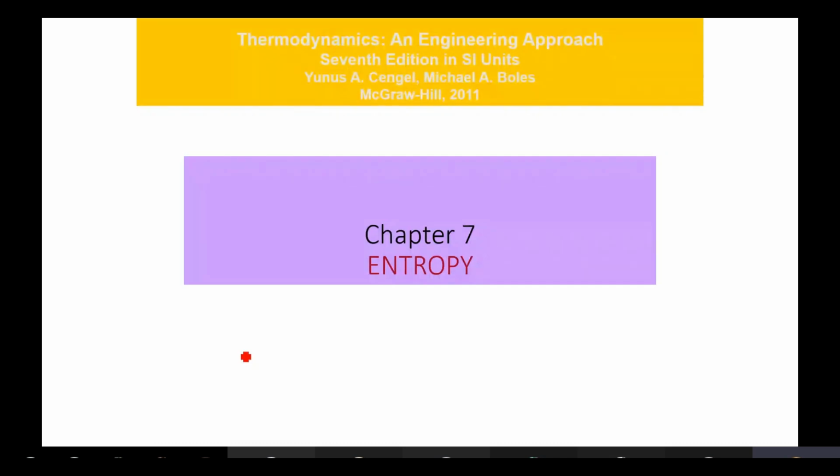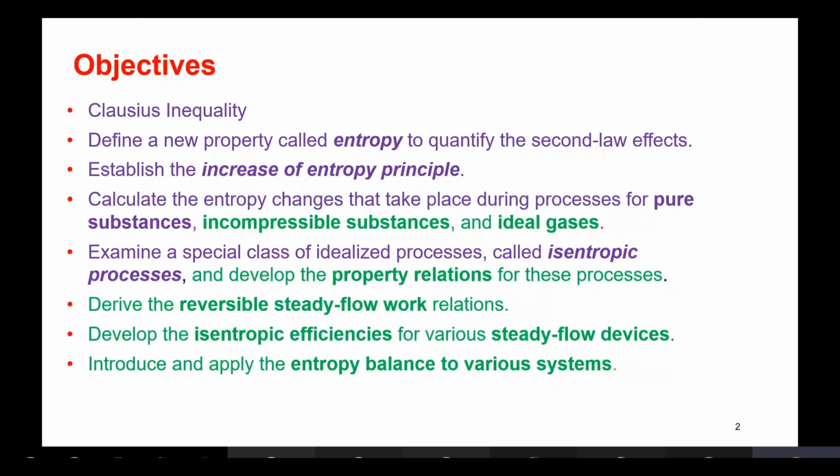This chapter 7 is essentially about entropy, and the specific things that we'll cover in this chapter would be Clausius inequality. We'll define the Clausius inequality, and based on this Clausius inequality, we'll define the new property which is called entropy. And it is essential to quantify, we'll try to quantify the second law effects. We'll also establish the increase of entropy principle.